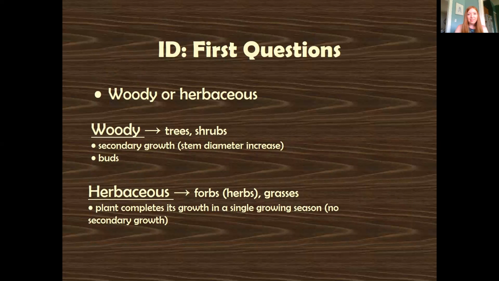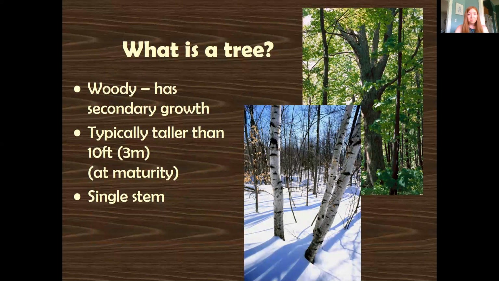It might seem basic, but if you're just starting to ID, one of the first things you should ask yourself is, what am I looking at? Is it a woody plant or a herbaceous plant? Woody plants are things like trees and shrubs, while herbaceous plants are things like grasses or forbs. They're also called herbs. Forbs are things like the wildflowers you might see on the prairies.